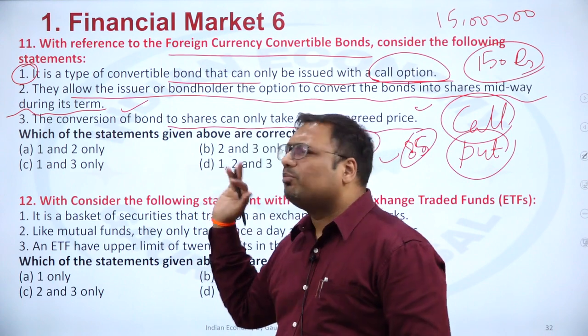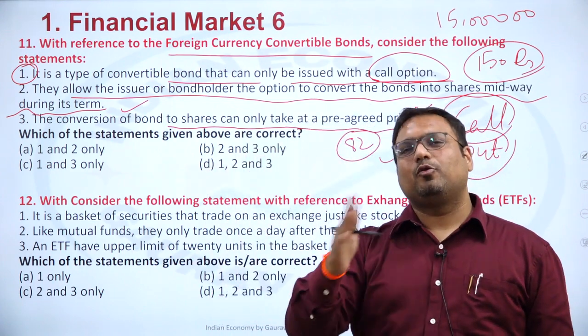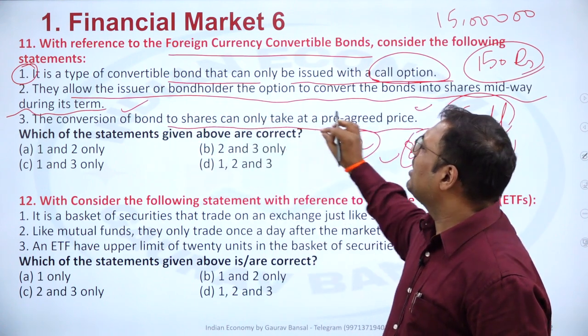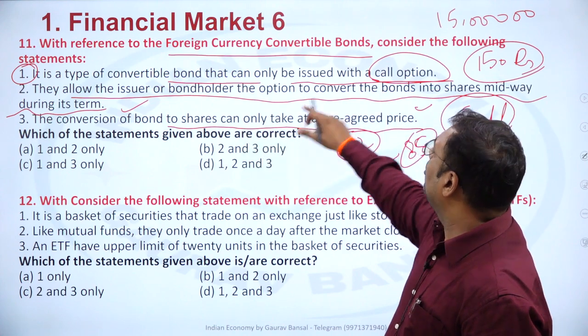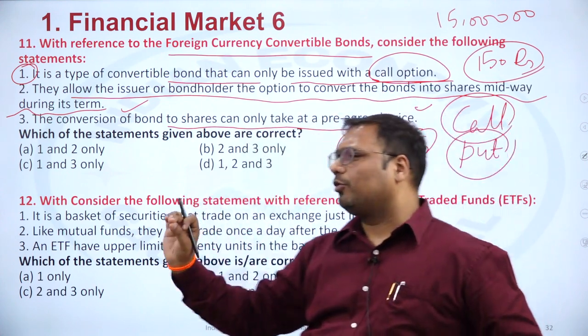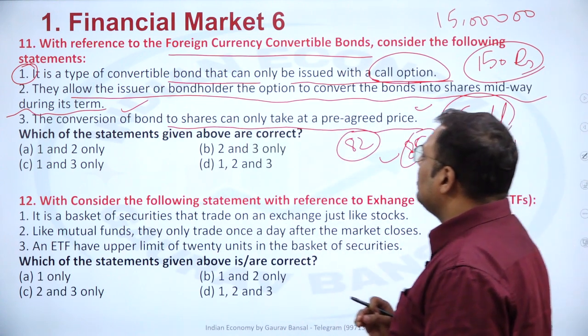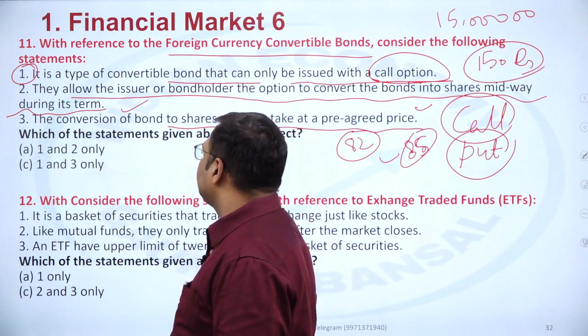So this is one of the most technical questions in this discussion, and I will not be spending too much time here. So this is the basic idea behind conversion from bond to share, the call, etc. I just wanted to introduce these very briefly. So in this case, answer is B, 2 and 3.